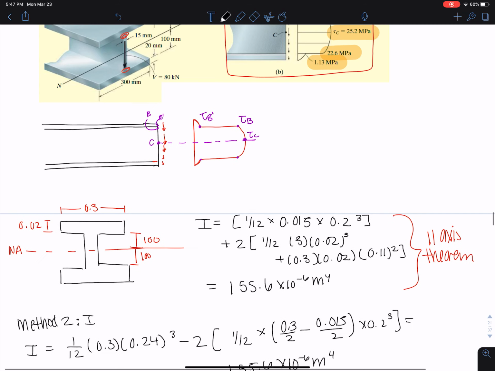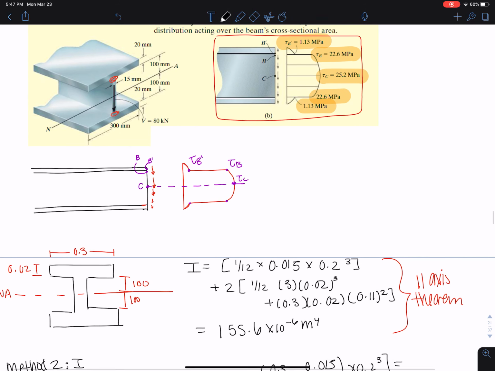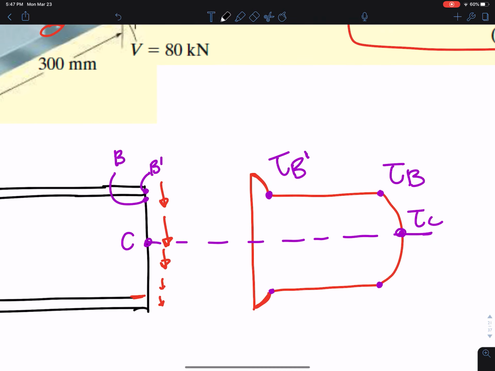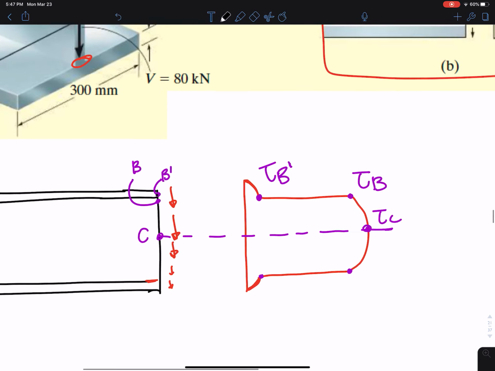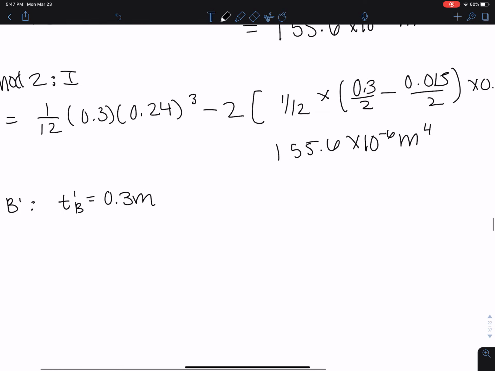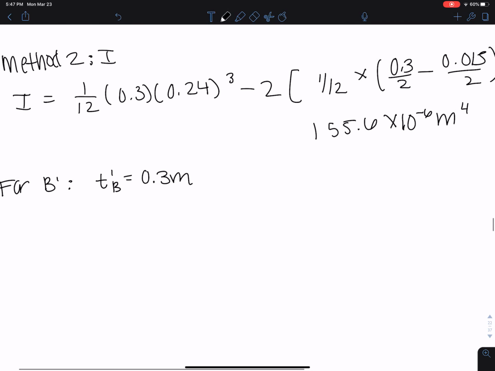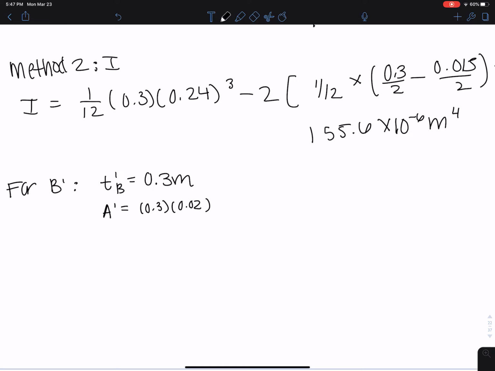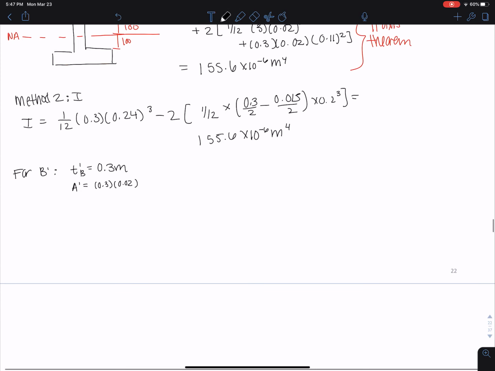So let's come back and look at that. Here at B prime, we have this entire width. This is right before we get to the web area. So here, we're still in this whole top part. You can see this whole width. That's the entire width of the section, so we're going to use the whole 0.3 meters. And the A prime, that area that we're dealing with, is going to be 0.3 times 0.02 times the thickness of that. Okay, so we can find the Q for B prime.